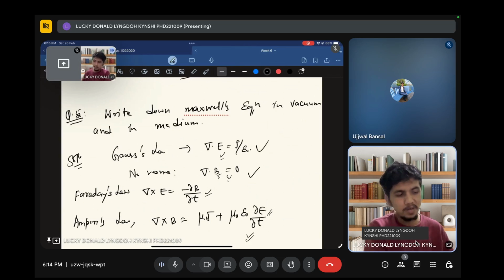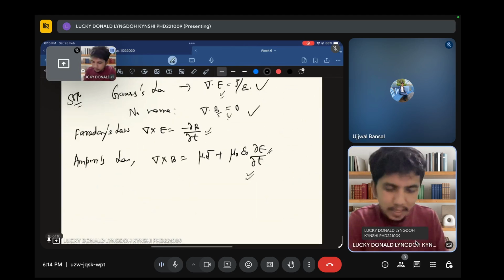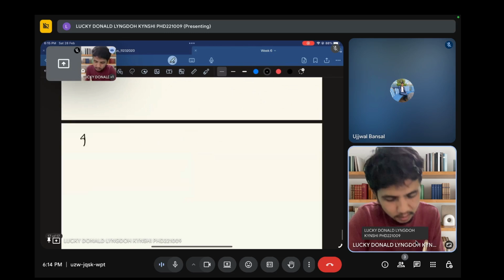Now, the next part: write the Maxwell's equations in vacuum. Whatever I have given to you so far is in vacuum. But what happens in the case of a medium? In a medium, it's the same thing, just slightly changed here and there.